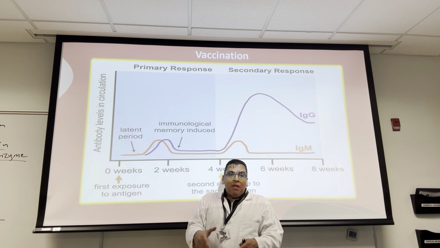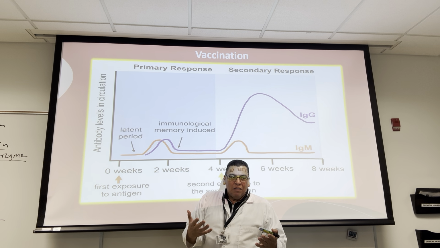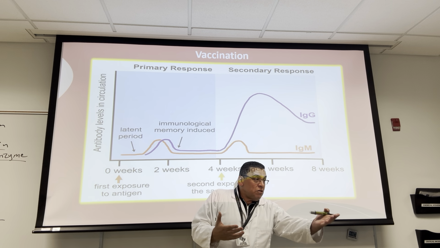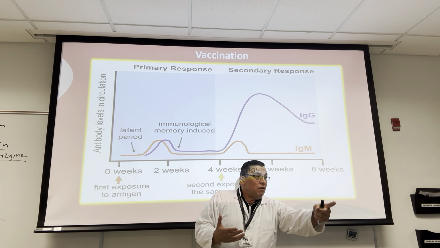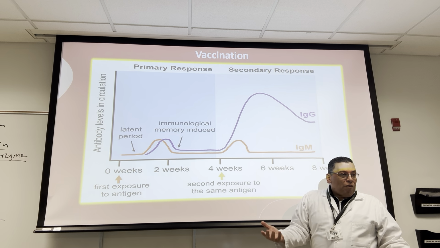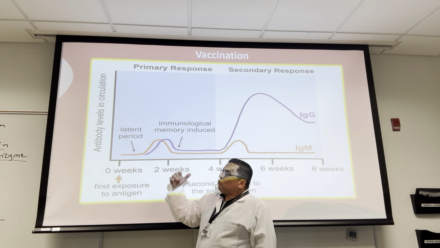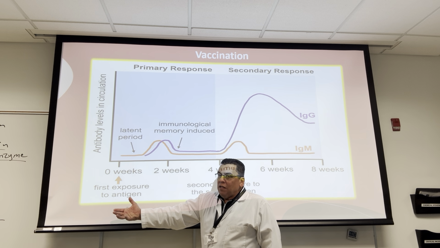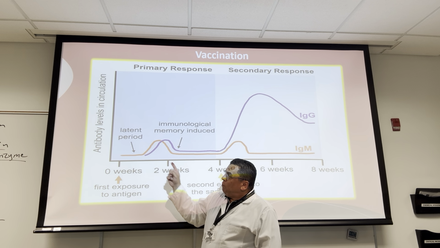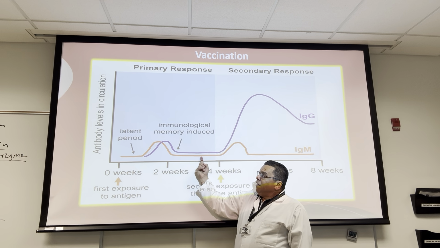But how are you protected from that point on? Who's protecting you? Memory cells. That's what you're after when you vaccinate. When you vaccinate, you're tricking the immune system to think that it's sick when it's not, when you're not sick. To produce this effect, but what you're really after is the memory cell.